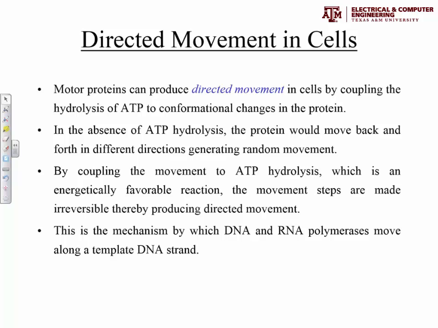So motor proteins can produce directed movement in cells by coupling the hydrolysis of ATP to conformational changes in the protein. In the absence of ATP hydrolysis, the protein would move back and forth in different directions, generating random movement, right? And for signal processing people here, or stochastic process, that's a random walk, right? So by coupling the movement to ATP hydrolysis, which is an energetically favorable reaction, the movement steps are made irreversible, thereby producing directed movement. And this is the mechanism by which DNA and RNA polymerases move along a template DNA strand. And we'll talk more about this later, once we have covered DNA in some detail. That's coming up in the next chapter.